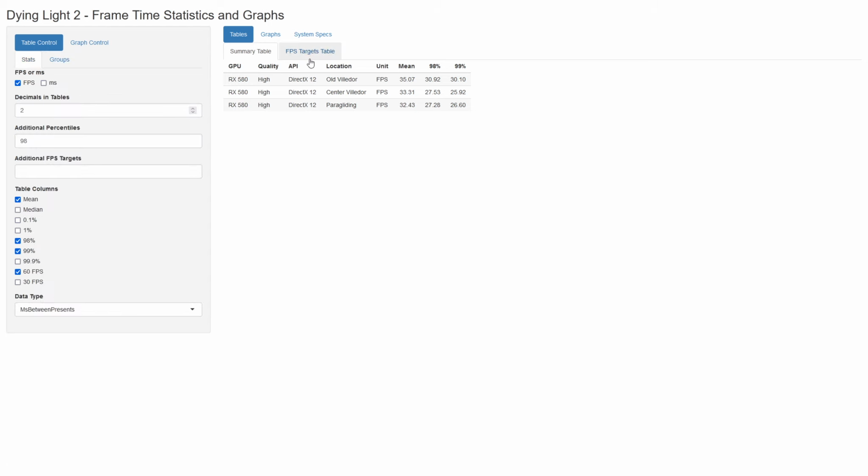We're only looking at this one. What the hell is this? This is telling you how much of the time was spent below 60 FPS. Now below 30 FPS. I mean, there's a lot more I could do here. And, yeah, I'm blathering. I know.